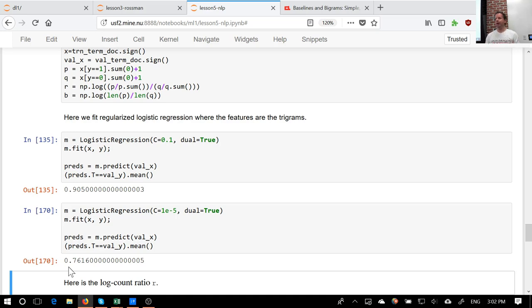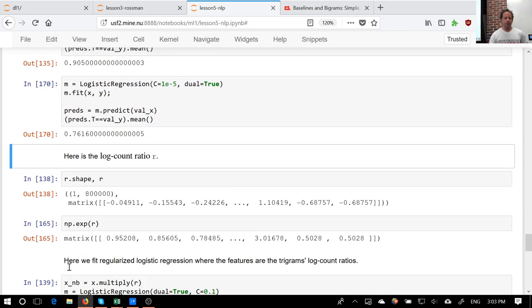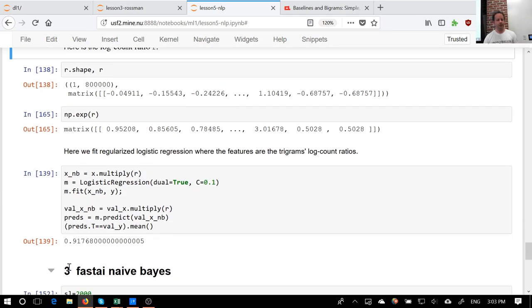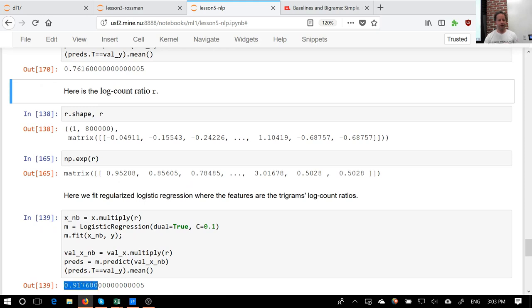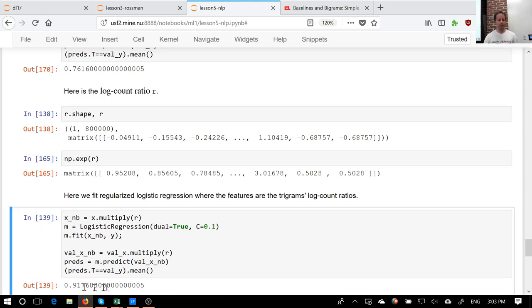So by starting out and saying, you know what, don't push the weights down so that you end up ignoring the terms, but instead push them down so that you ignore differences from our expectation based on the naive Bayes formulation, that ends up giving us a very nice result.